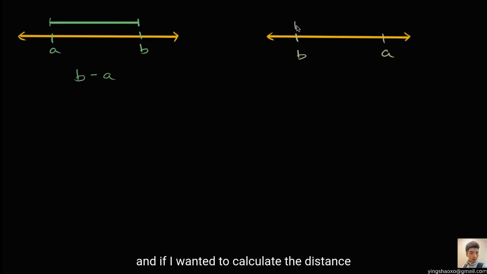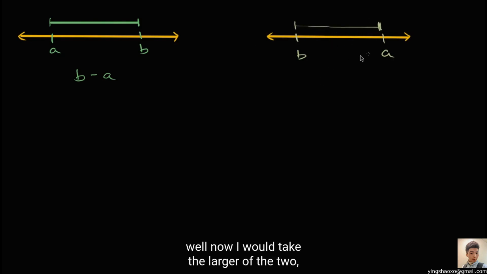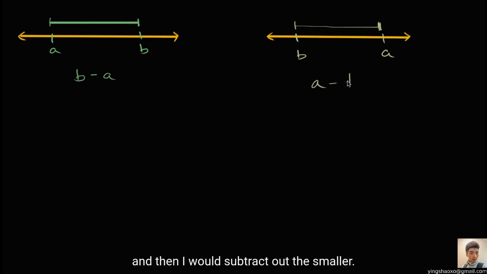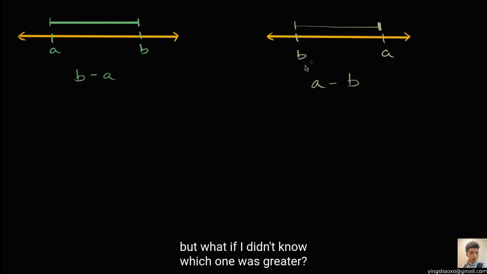If I wanted to calculate the distance between B and A here, well, now I would take the larger of the two, A. Remember, I want the positive distance here, and then I would subtract out the smaller. I would do A minus B. So here I did B minus A, here I did A minus B, but what if I didn't know which one was greater? If I didn't know whether B or A was greater, what could I do?